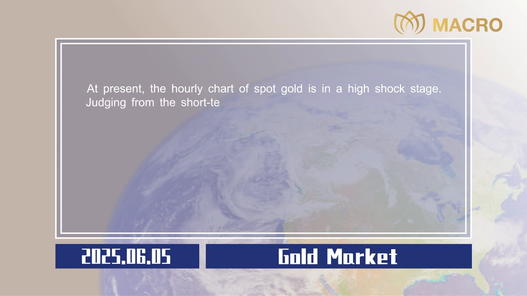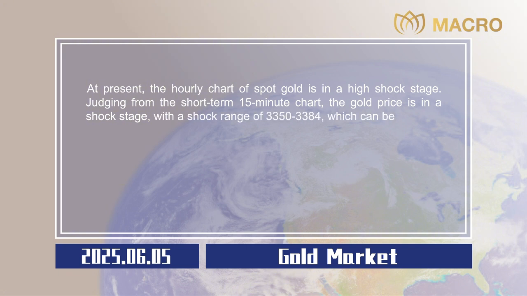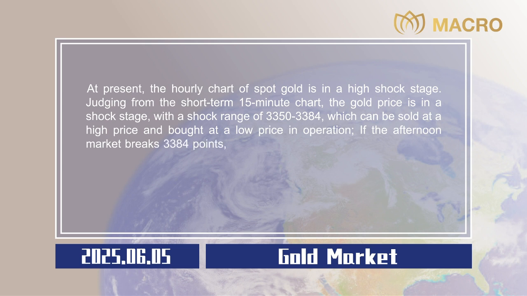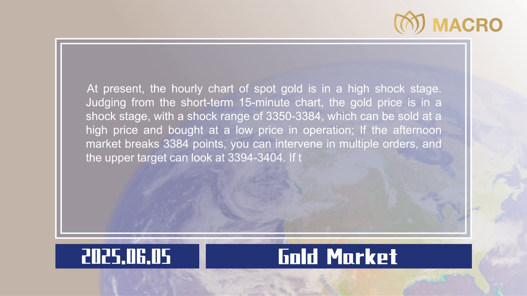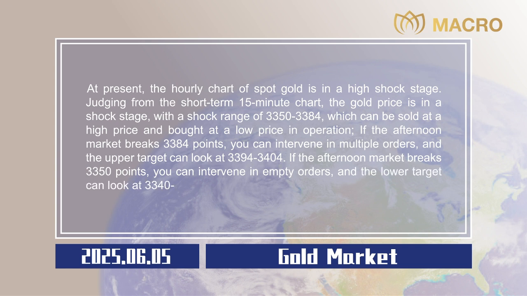Judging from the short-term 15-minute chart, the gold price is in a shock stage, with a shock range of $3,350 to $3,384, which can be sold at a high price and bought at a low price in operation. If the afternoon market breaks 3,384 points, you can intervene in multiple orders, and the upper target can look at $3,394 to $3,404. If the afternoon market breaks 3,350 points, you can intervene in empty orders, and the lower target can look at $3,340 to $3,330. Stop losses are all $5.